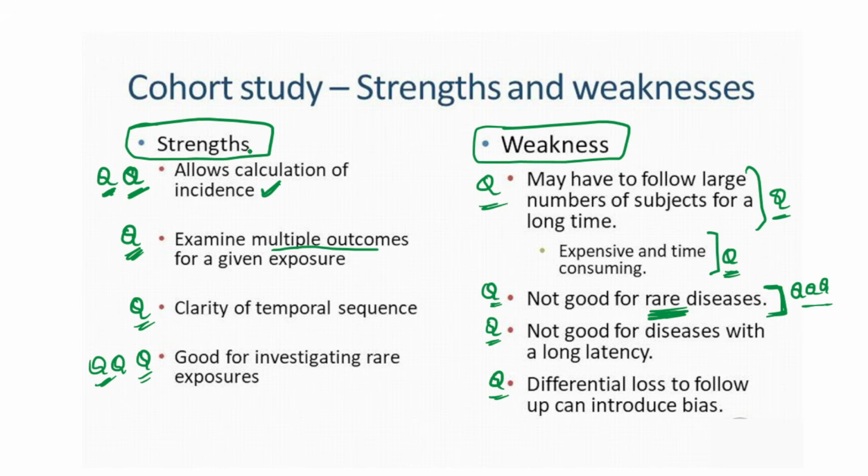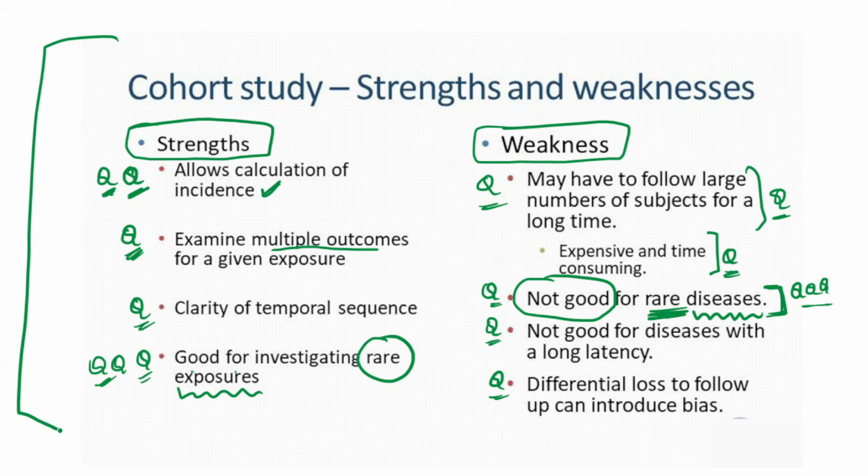The strength of a cohort study is that it is good for investigating rare exposures, whereas the weakness is that it is not good for rare diseases. Please remember. So I request all the students, whenever this question comes pertaining to cohort study, please read the question carefully. If they mention that it is good for investigating rare exposures, then it comes as a strength of the cohort study. If it is not good for rare diseases, then it comes as a weakness of the cohort study. So please read the question carefully.